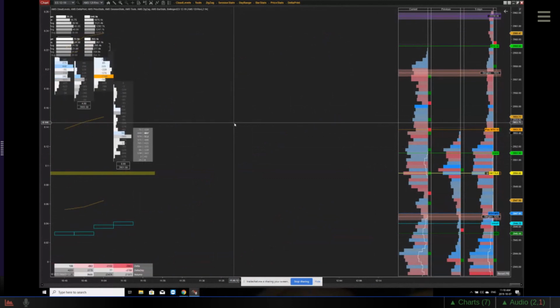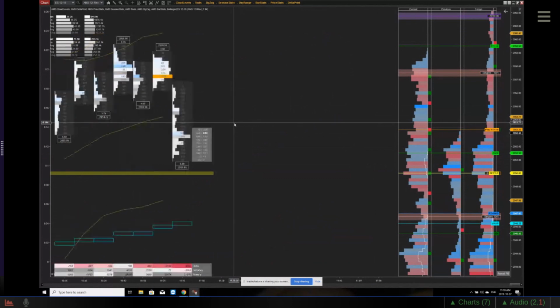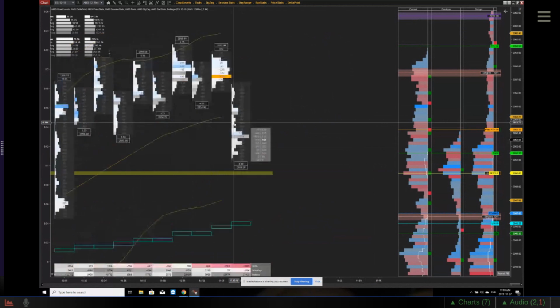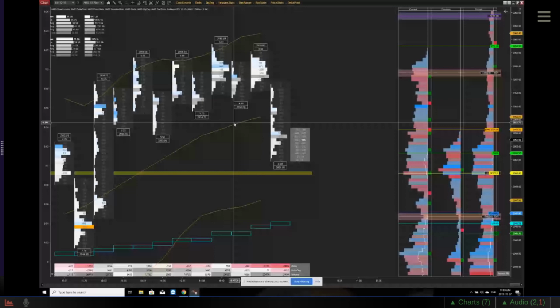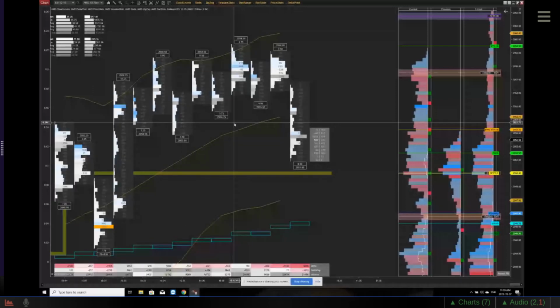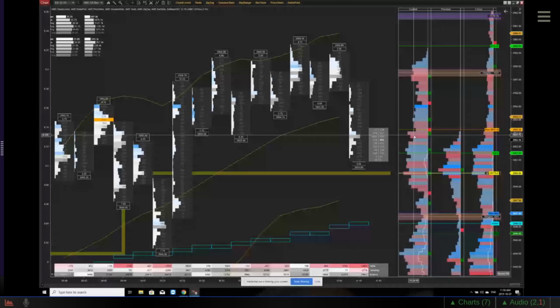Sorry about that again. Machine reacts to my every touch. It was going to come back and test this red and go to the blue. It tested the blue and went back down to where this low volume area was. Chances are it's going to do it again.